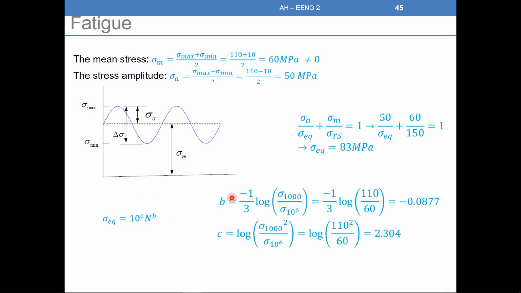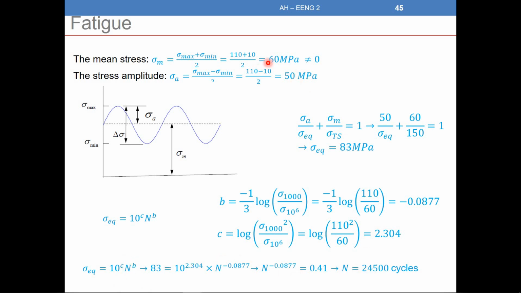With b equal to 1 over 3 log of sigma 1000 over sigma, 10 power 6. Now the log here is log base 10, not the log of exponential. And I can calculate C, and finally I can find the number of cycles, because if I have sigma equivalent, I have C and I have b, the unknown here is N. So I can find N.